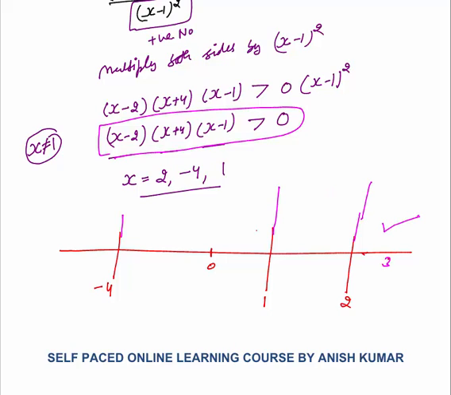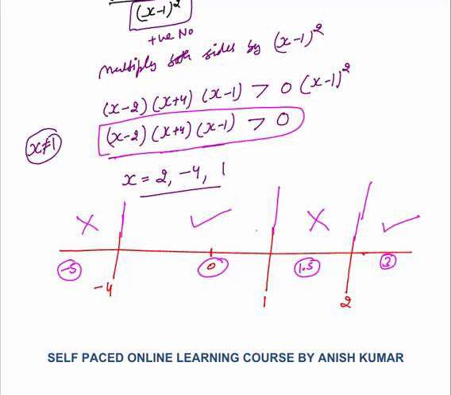Put any value, let's say you put 3, all 3 will be positive. Product of 3 positive numbers is positive. You can check that. From 1 to 2, this will not satisfy, because from 1 to 2, the product will be negative. This region will not satisfy. Again, this region will satisfy. You have to put x is equals to 0. You can check 0. From 1 to 2, you can check 1.5. And from less than minus 4, you can check minus 5.